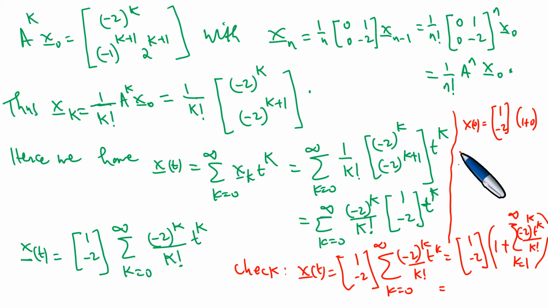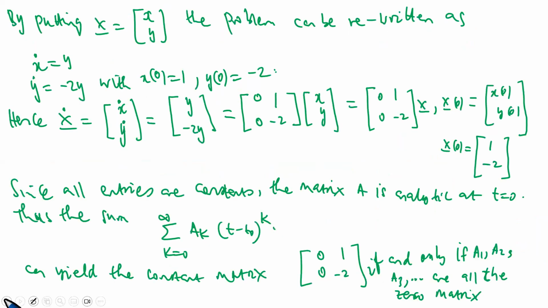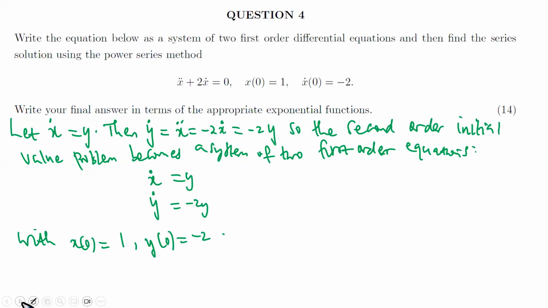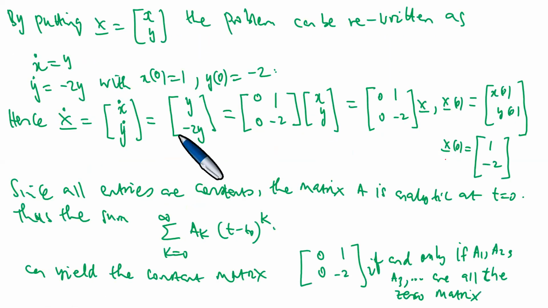So you have x of 0, which is 1 minus 2. Okay, so x of 0 is 1 minus 2, but yeah, in the problem, we were able to convert the problem to that. So we found the x0 vector. The x0 vector was 1 minus 2.